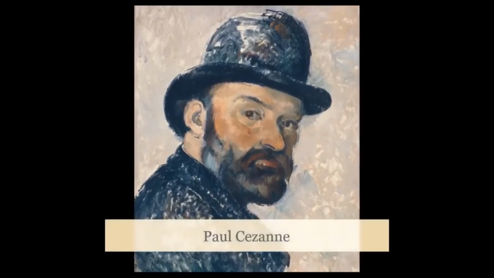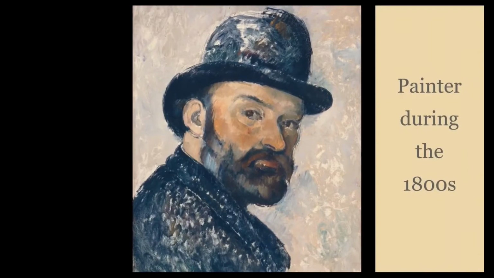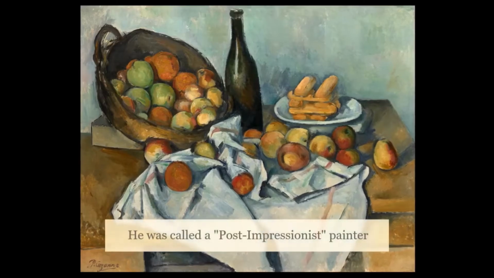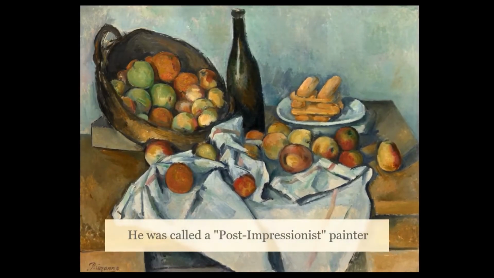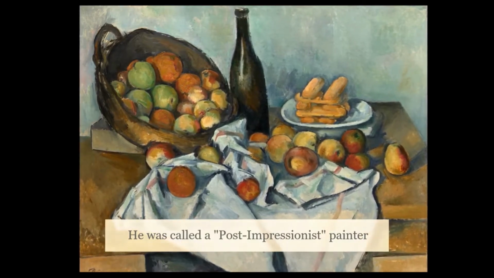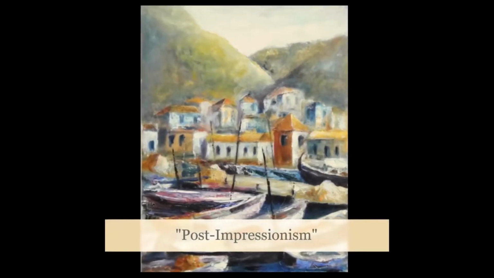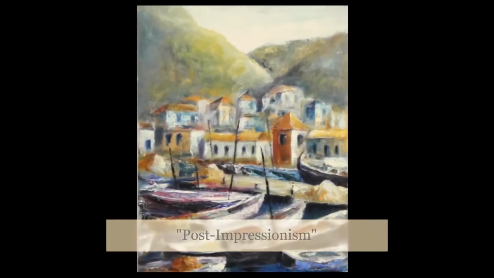Paul Cézanne was an artist who lived in France, and he painted during the 1800s. Cézanne was called a post-impressionist painter, which means he did everything different than the impressionist painters did before him. Cézanne focused on things like shapes and colors and true forms.